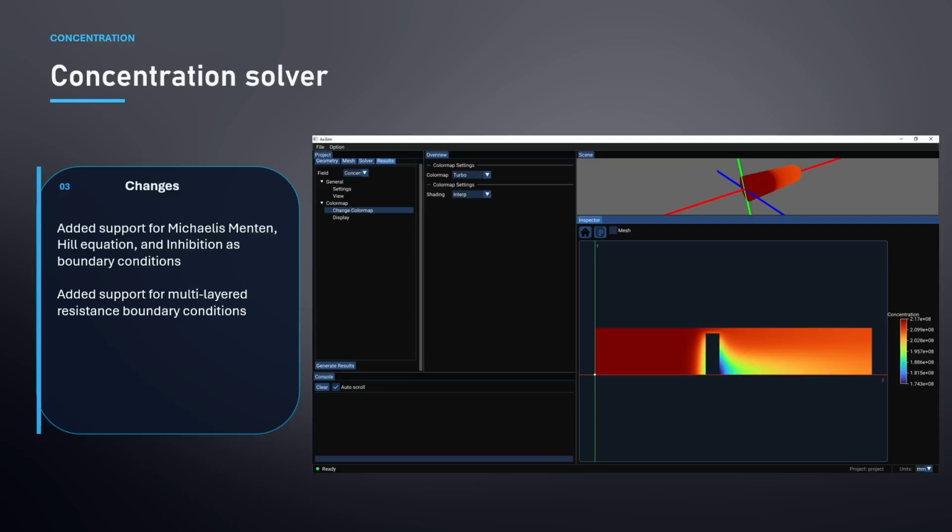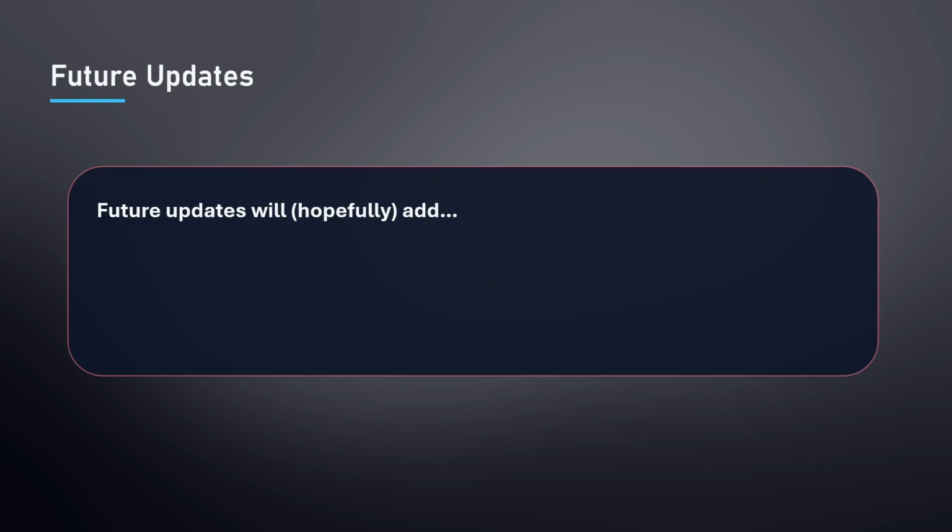I've also added support for adding multiple layers of resistance to your boundary conditions. This is specific for the concentration and the energy solver, where you can add multiple layers of resistance between your fluid and your boundary. So that's all for the major changes for this update.